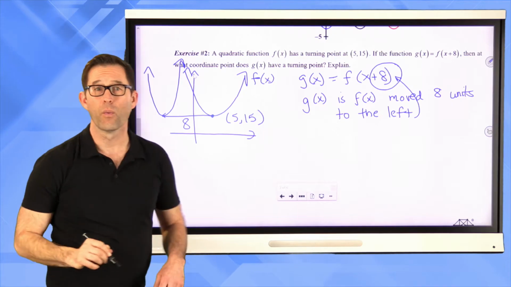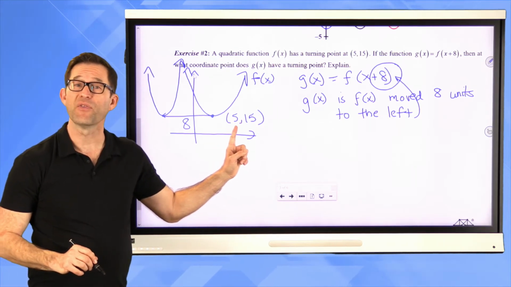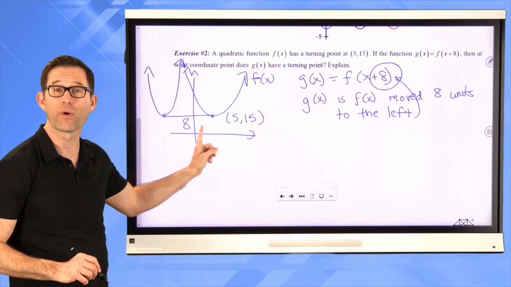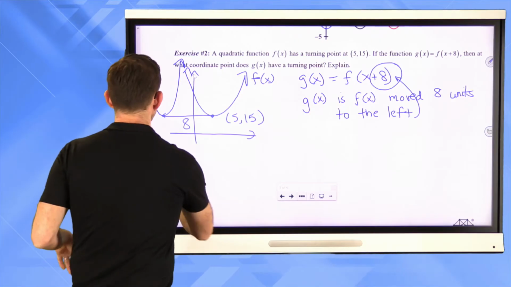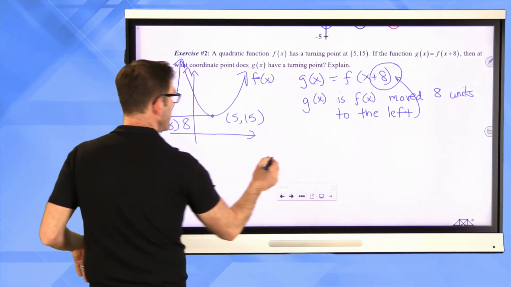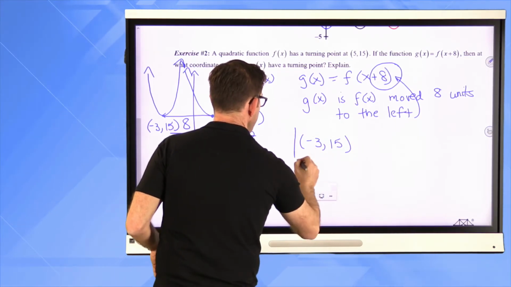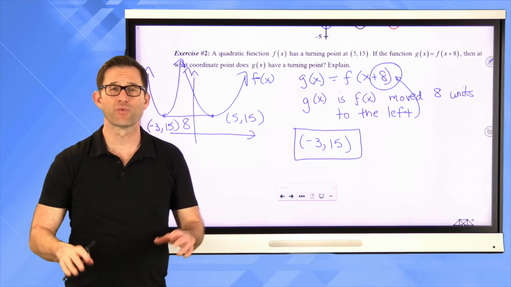And where's my new turning point? Well, the y-coordinate's not going to change, but the x-coordinate is going to go from 5 down to -3, right? If I take that thing and I shift it 8 units to the left, suddenly my new turning point is going to be at (-3, 15). And that's it, right? It's really that simple.